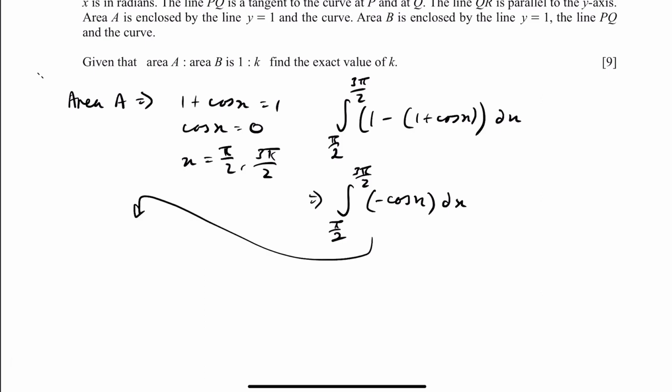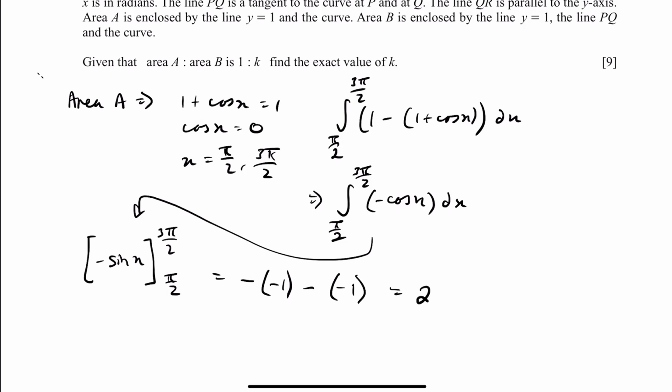So let me just drag this over here. If we integrate negative cos x, we get negative sine x. So we have negative sine x with bounds 3 pi over 2 and pi over 2 to substitute. And this is equal to negative, and the sine of 3 pi over 2 is negative 1, so in brackets negative 1. Then we subtract that from the pi over 2 bound. So negative sine pi over 2 is negative 1, because sine pi over 2 is 1. So this is just equal to 2. There's a lot of negative signs. When they all cancel out, it equals 2. So area A is equal to 2.